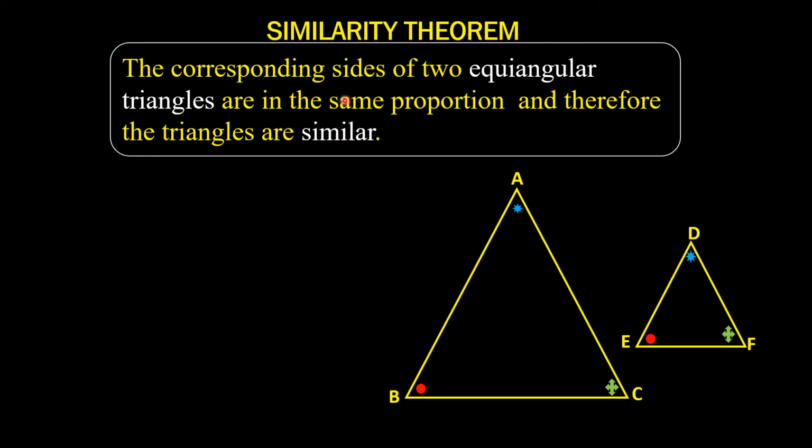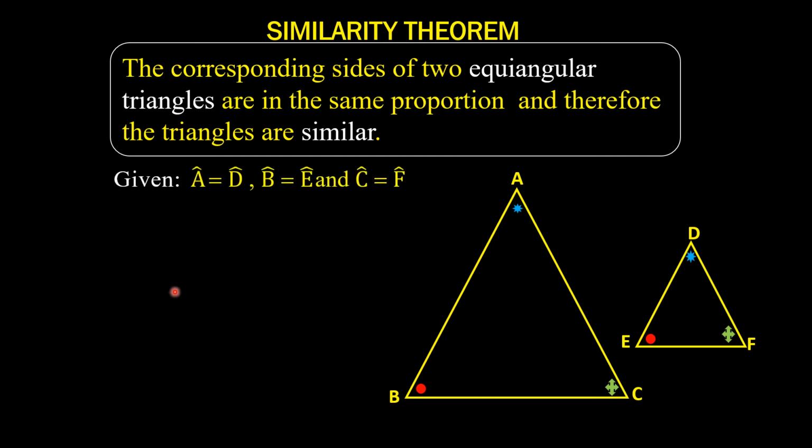So equiangular triangles are in the same proportion. What's the meaning? AB over DE will be equal to AC over DF, equal to BC over EF. Same proportion, and therefore we call them similar triangles. Okay, so equiangular triangles are similar. That is the theorem. Now we are going to prove it.